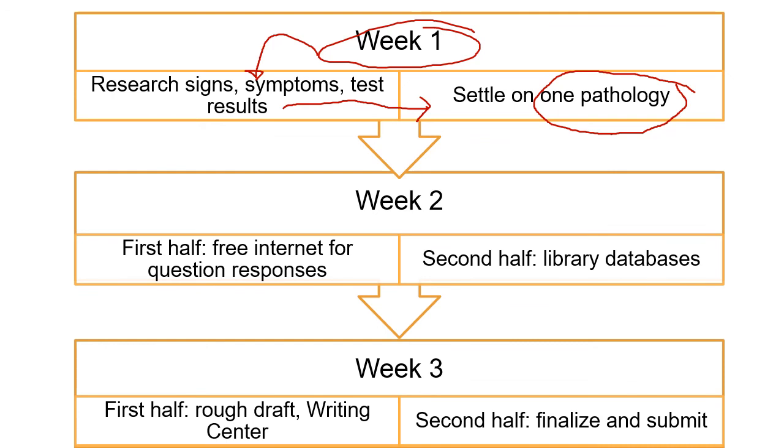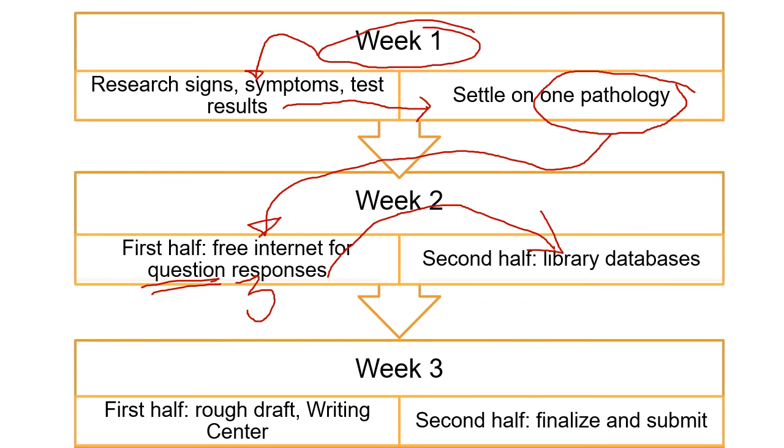Now run with it. Spend the first half of week 2 using the free internet to research those questions and find information that you'll use to respond to the questions with your 3 perspectives. Then spend the second half of week 2 looking up that information in the library databases. And as recommended, the librarians are excellent at providing assistance.